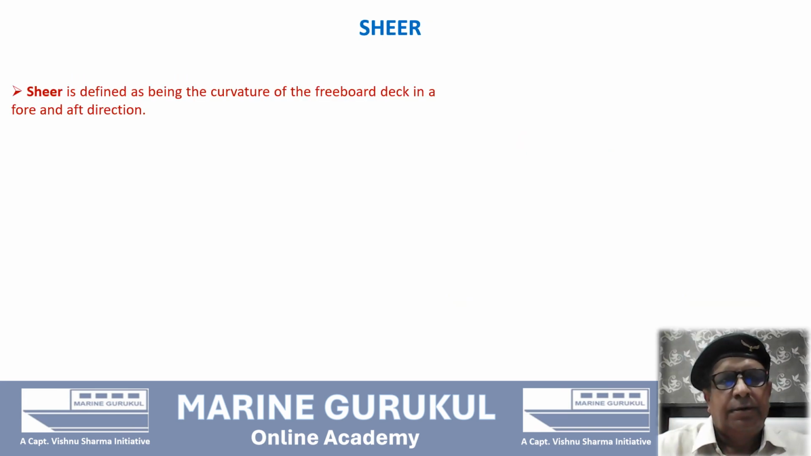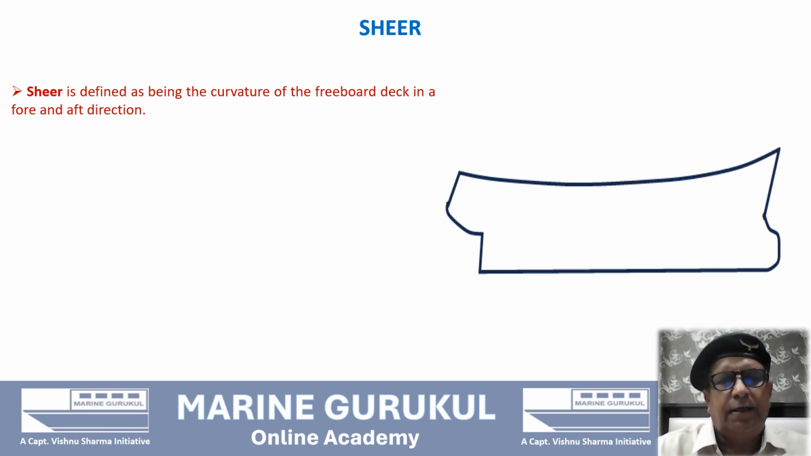Shear. Shear is defined as being the curvature of the freeboard deck in fore and aft direction. As we can see in this diagram, the freeboard deck is curving upwards at the two ends. And at the two perpendiculars, the measure of the curvature, like in this case, this is the measure of the shear forward, and likewise, we have the measure of shear aft.